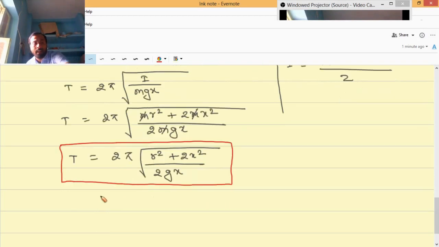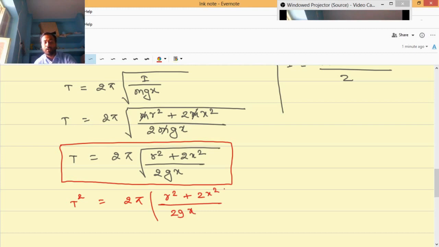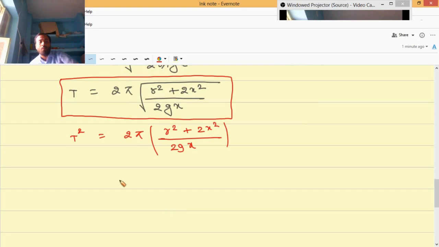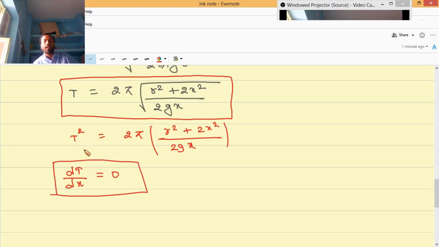Now we can write t square will be 2 pi, and this term will be r square divided by 2x square upon 2gx. So in order to evaluate the minimum time period, what we should do is differentiate the time period with respect to x and then equate it to 0, so that we can find the value of x at which the time period is minimum.